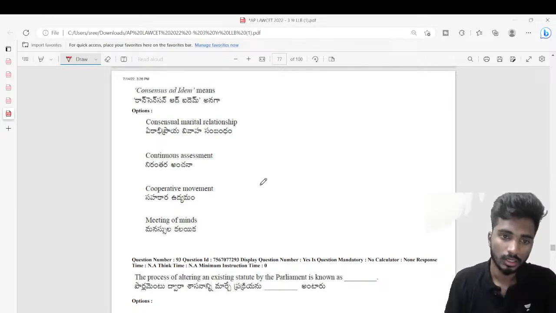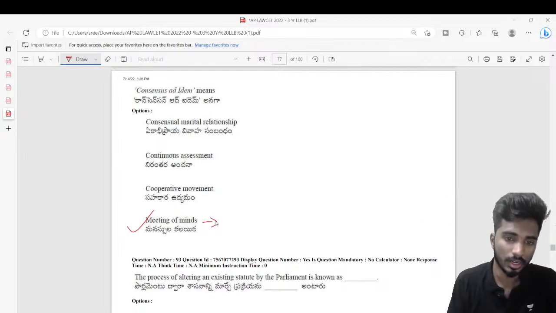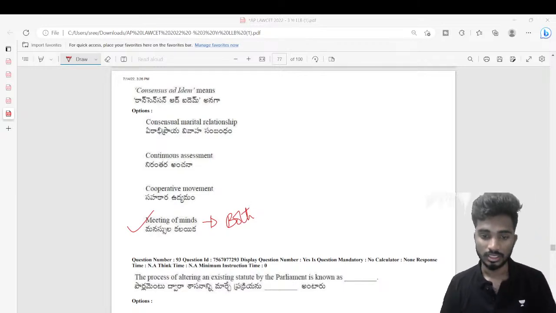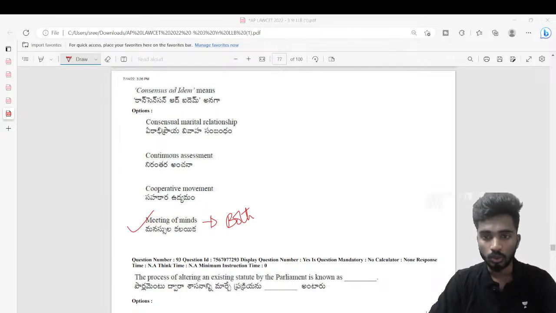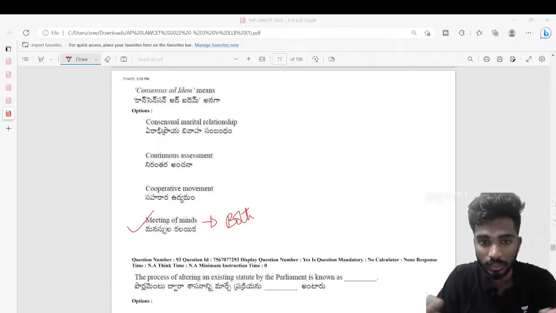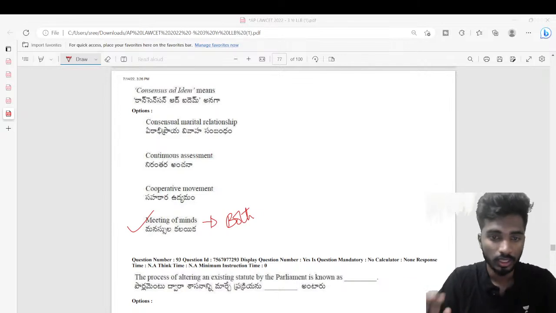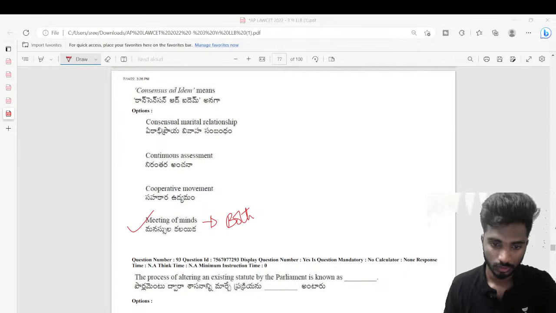The answer is meeting of minds. So what is consensus ad idem? Consensus ad idem ante both the parties should agree on the same things in the same sense. Like I discussed an example of Maruti Alto and Santro, like two of these cars. Either manshulu same, they have to agree on the same things in the same sense. Meeting of minds. Next.